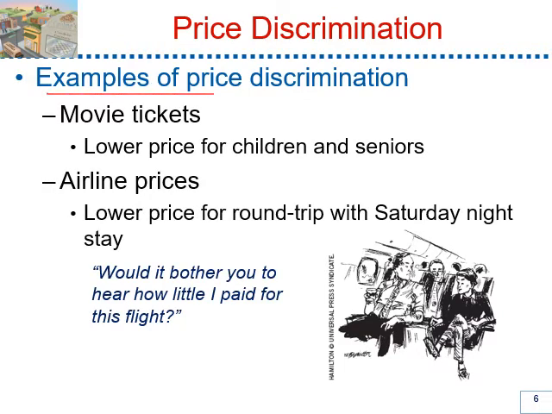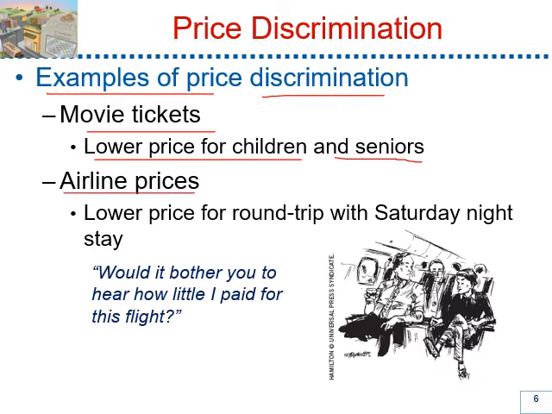Examples of price discrimination are movie tickets. The movie theater lowers prices for children and senior citizens. In this case, if a movie theater has local monopoly power, and if children and senior citizens have a lower willingness to pay for a ticket, the movie theater raises its profit by price discriminating.